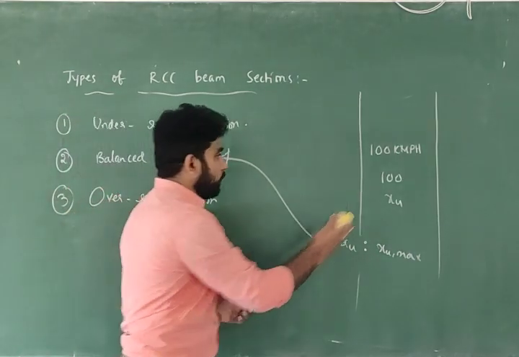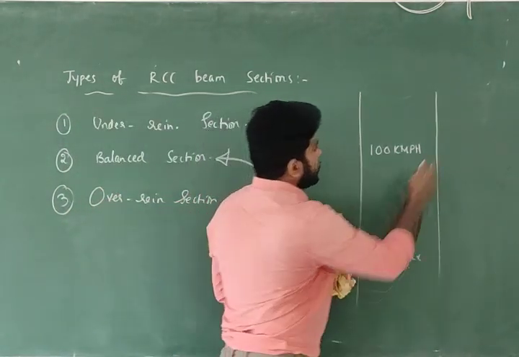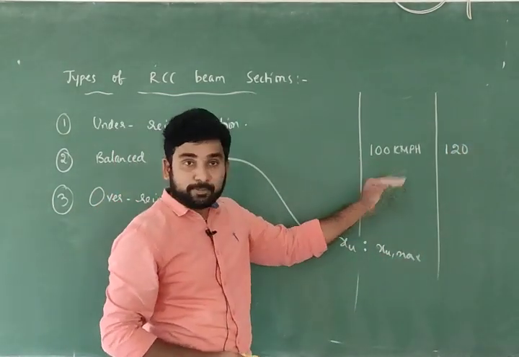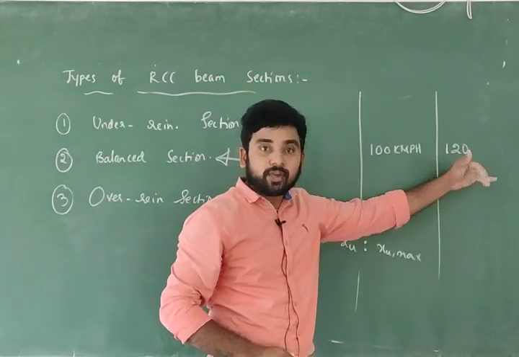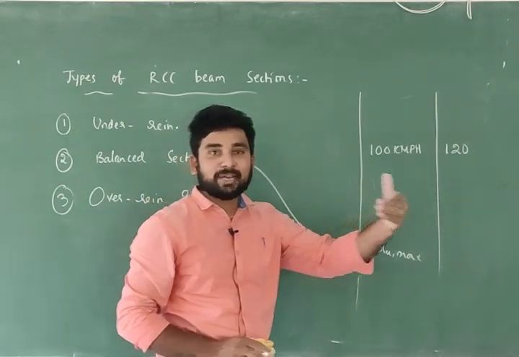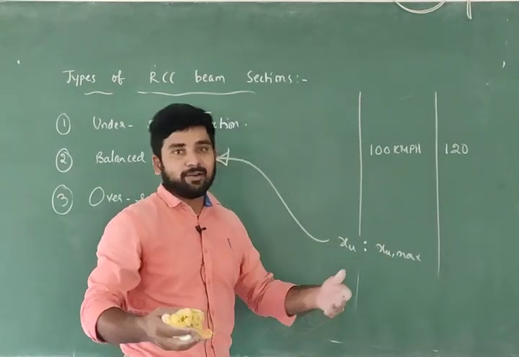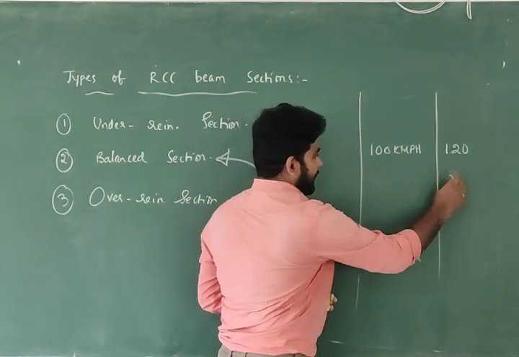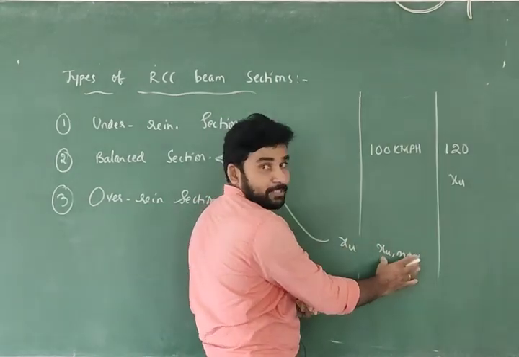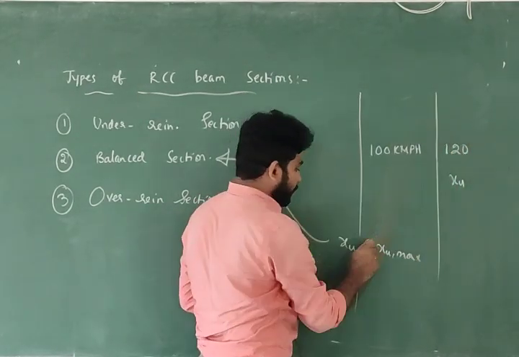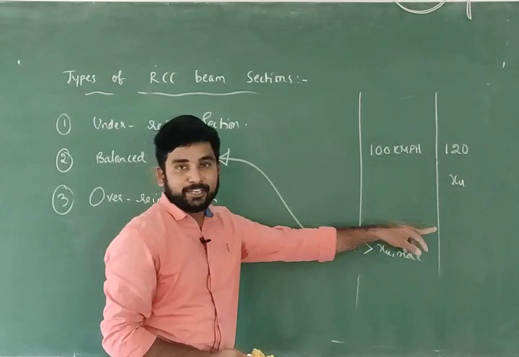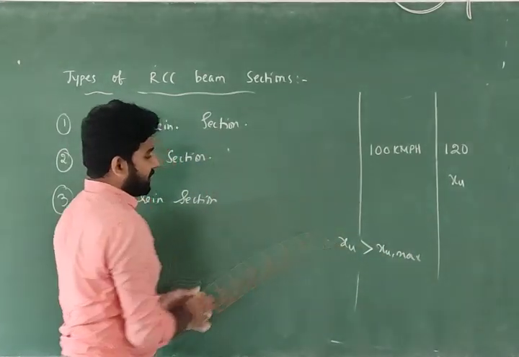Okay. Now I am going at 120 kmph. I am increasing my speed. The maximum is 100, but I increased my speed to 120 kmph. Now what happens? Over speed, I am crossing my limit. Then I am in trouble or not? Obviously I am in trouble. So this is xu. Now which is more, xu maximum or xu? xu is more than xu maximum. It comes under over speed, which is nothing but the over reinforced section.